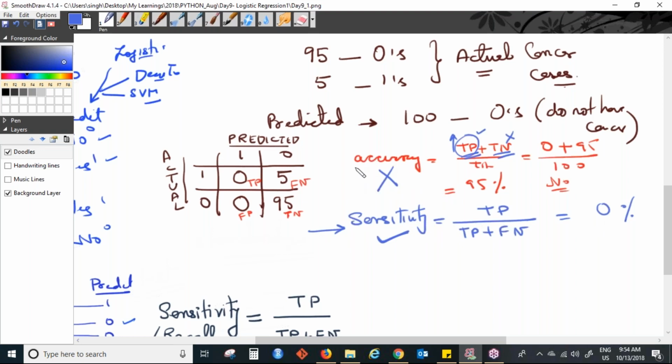So it is very important to see which parameter to look at under what business scenario. You cannot just blindly look at accuracy or sensitivity. You should look at both, and based on the scenario, you should give importance to one of them or both of them. Okay? So did you get the point, guys?